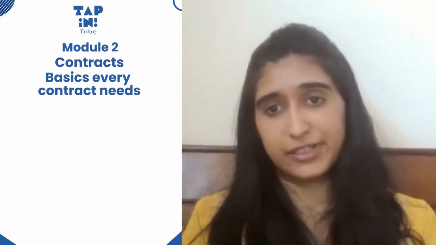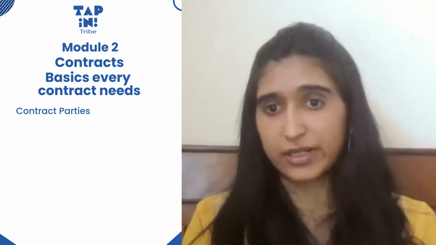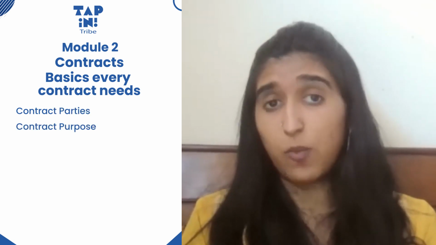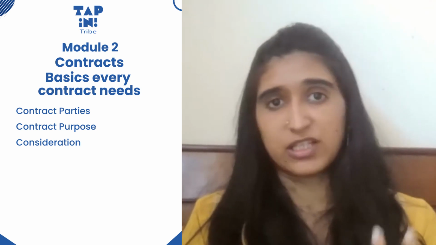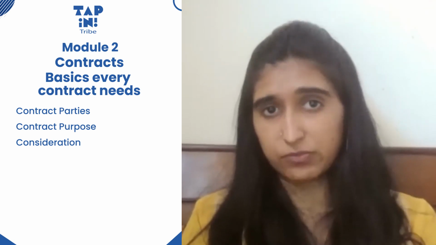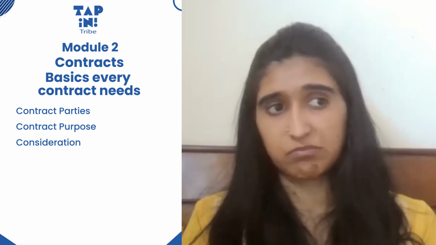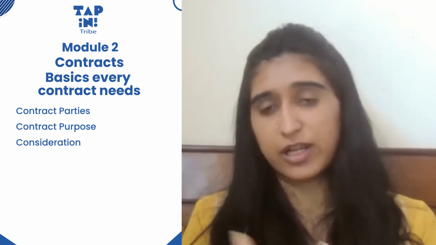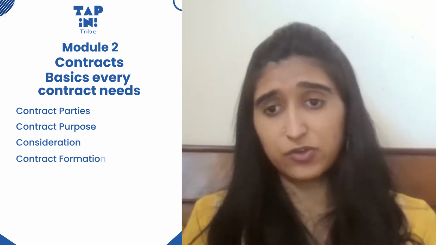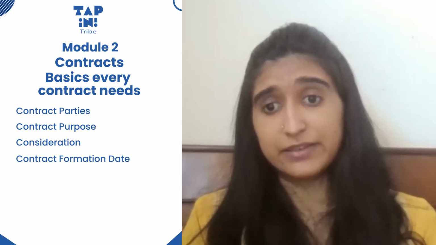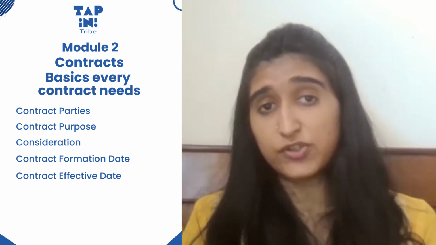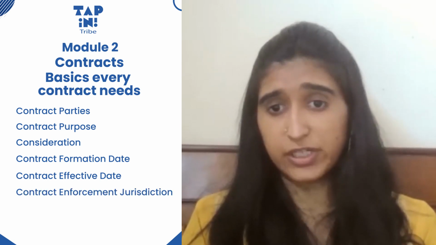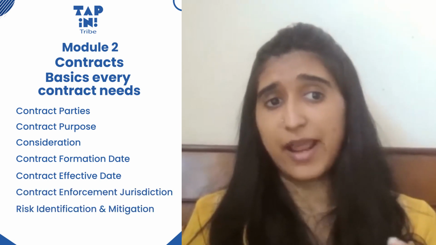Now, what are the basic things that every contract will need? You'll have to spell out who the parties to the contract are. What's the contract's purpose? What is the consideration, meaning, the service or the product that's being given is given for what fees or payment? You're going to have to mention that. The contract formation date is something you're going to want to mention. The effective date, that is when the contract comes into effect. What is the jurisdiction of the enforcement of the contract? And risk mitigation and identification.